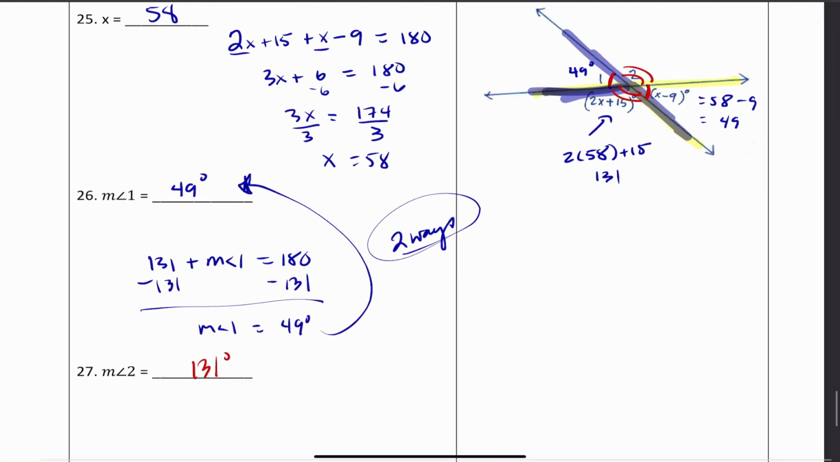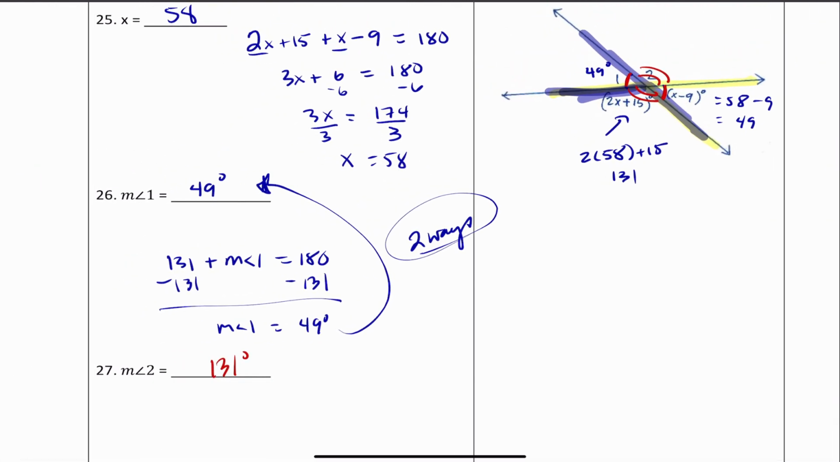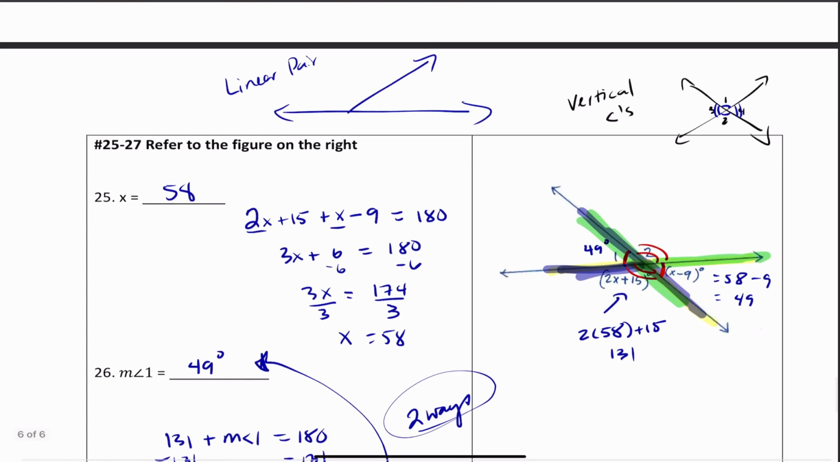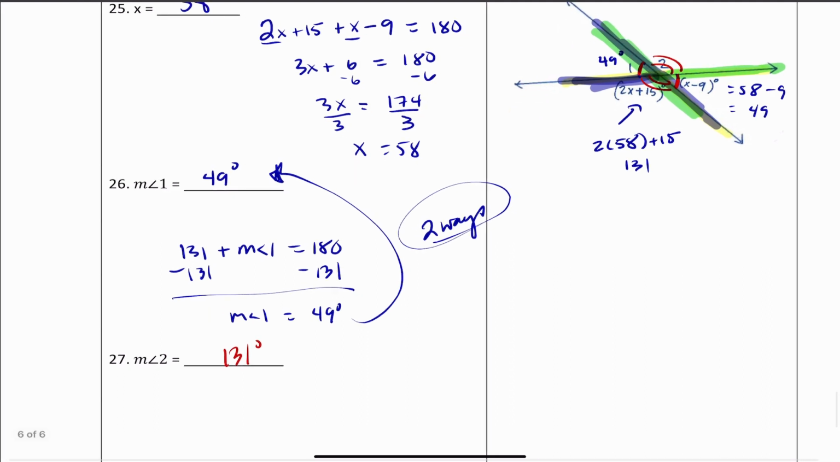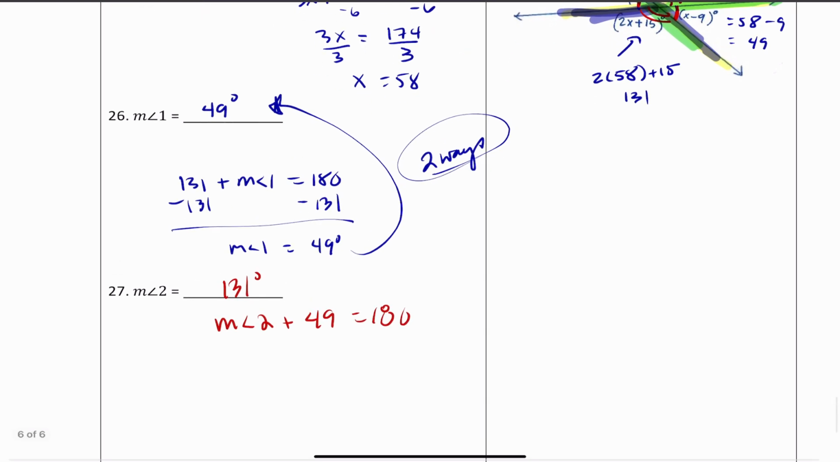So, if you wanted to, let's say green this time, you can do this. Whatever is in green forms that linear pair. So, if this thing here is 49, and this angle is the measure of angle 2, I can do this. Measure of angle 2 plus 49 equals 180 because it's a linear pair. It's supplementary. So minus 49 on both sides. What do you get? You get the measure of angle 2 equals 131 degrees.